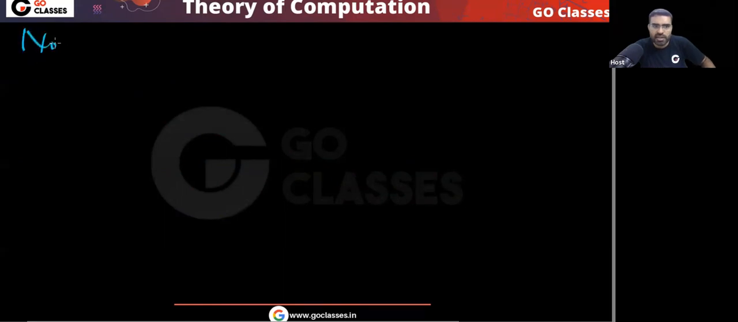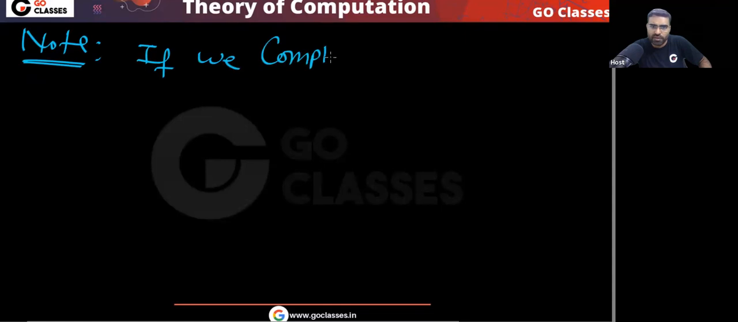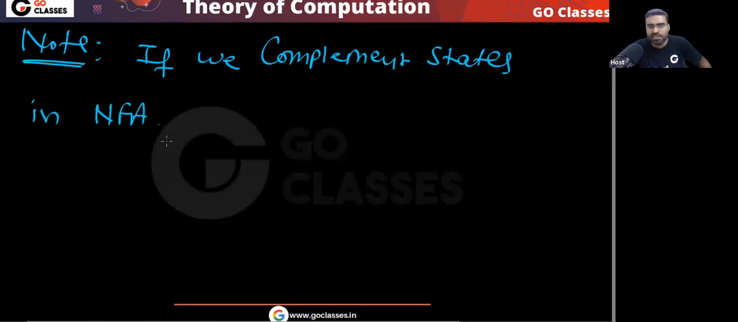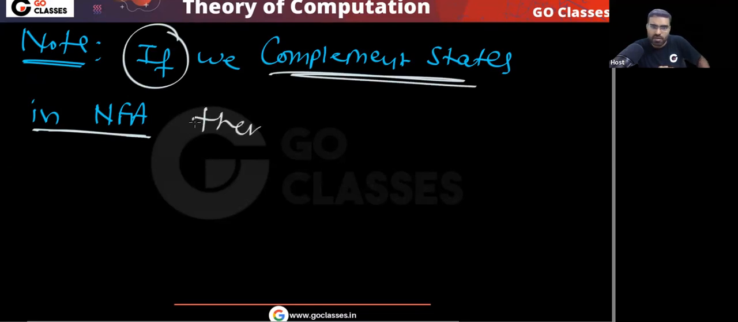So remember, this is very important: if we complement the states of NFA, absolutely nothing can be said about any string. Is this idea clear? Please tell me. If we complement states in NFA, then absolutely nothing we can say. Absolutely nothing.